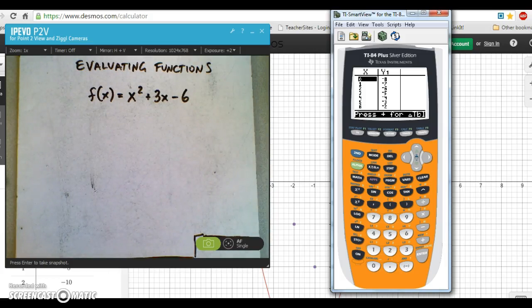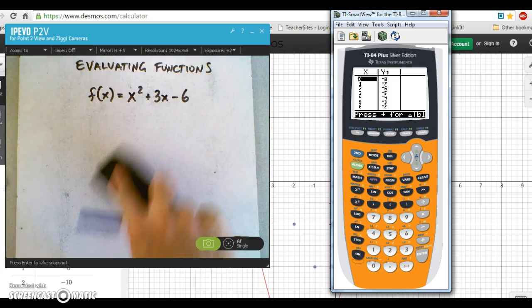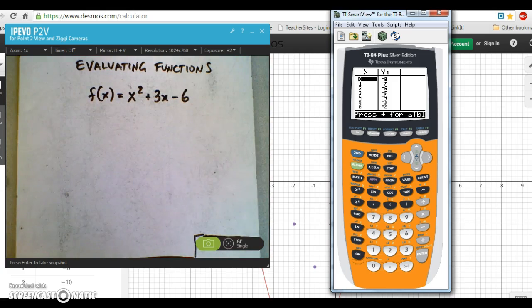Okay, today we're going to be talking about evaluating functions. This is something that you've done actually a lot of, so this shouldn't be anything too crazy, but we just need to bring it back to the forefront of your mind. Let's remember that you need to be able to do this three different ways.